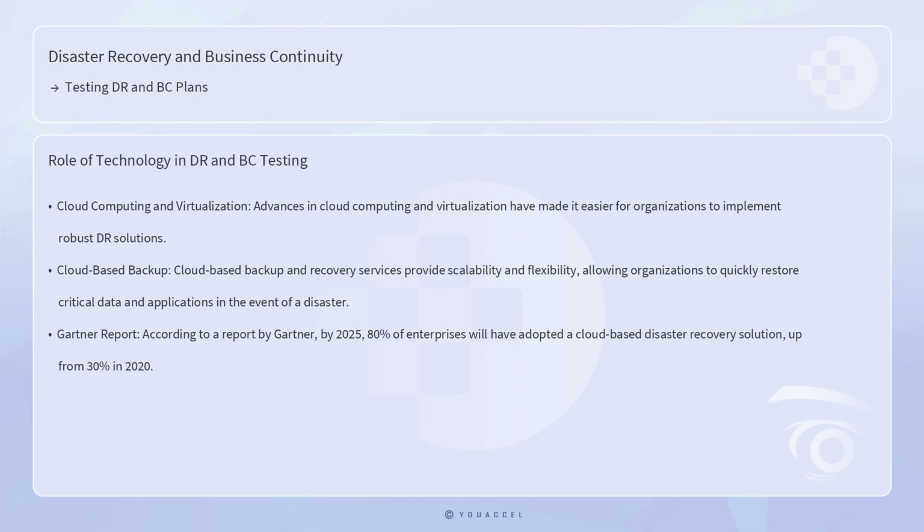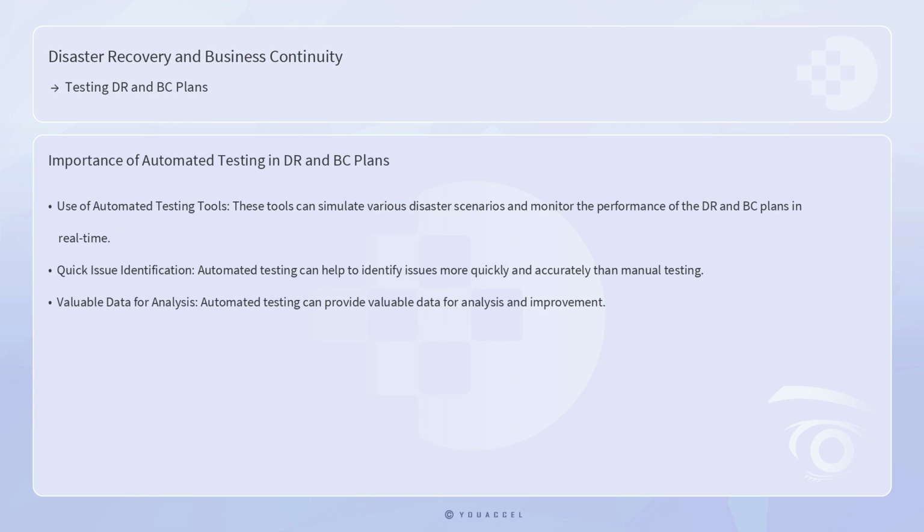Technology also plays a significant role in DR and BC testing. Advances in cloud computing and virtualization have made it easier for organizations to implement robust DR solutions. For example, cloud-based backup and recovery services provide scalability and flexibility, allowing organizations to quickly restore critical data and applications in the event of a disaster. According to a report by Gartner, by 2025, 80% of enterprises will have adopted a cloud-based disaster recovery solution, up from 30% in 2020.